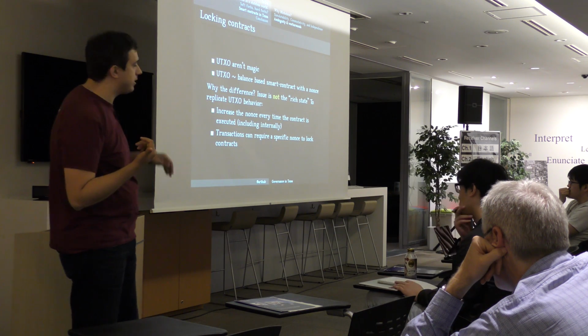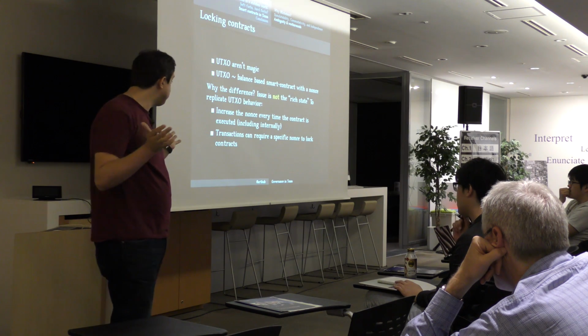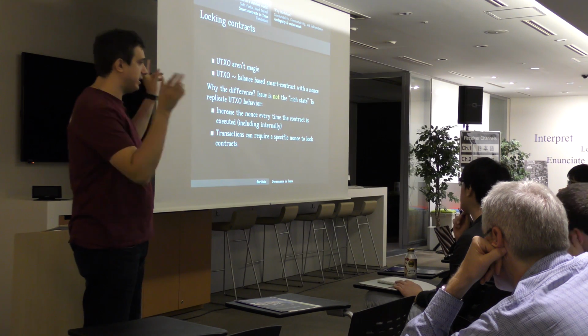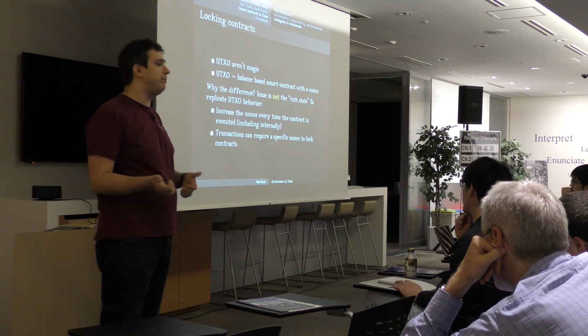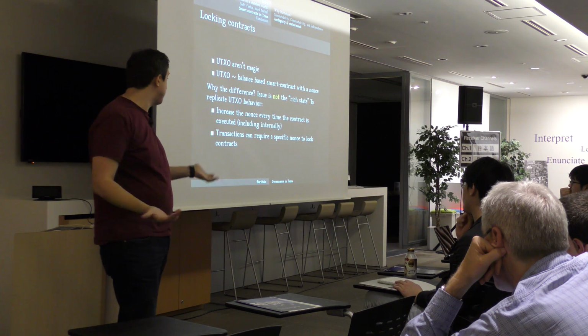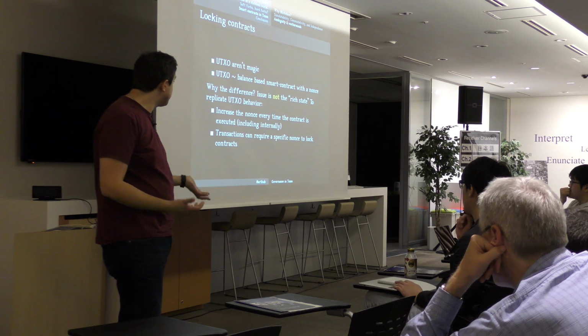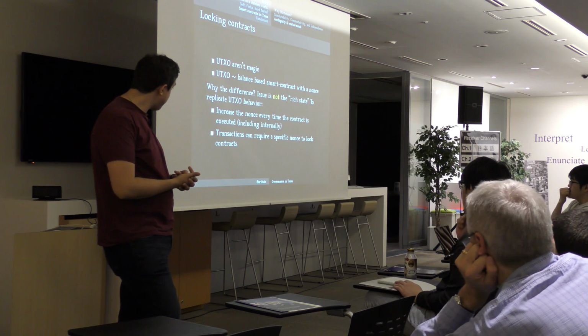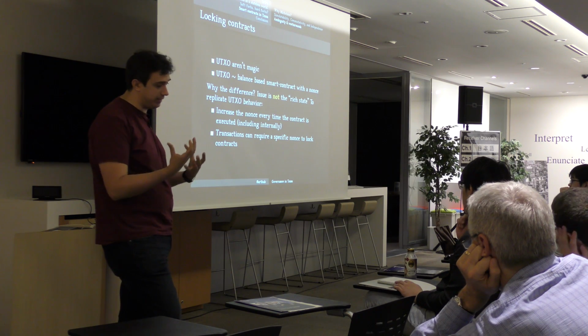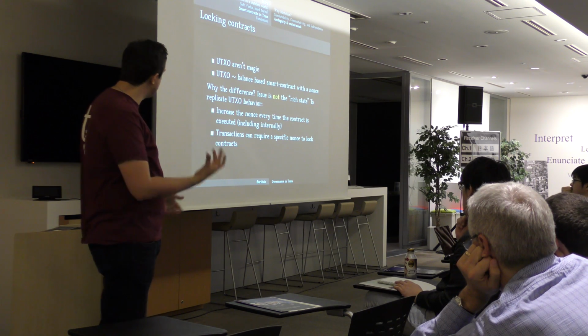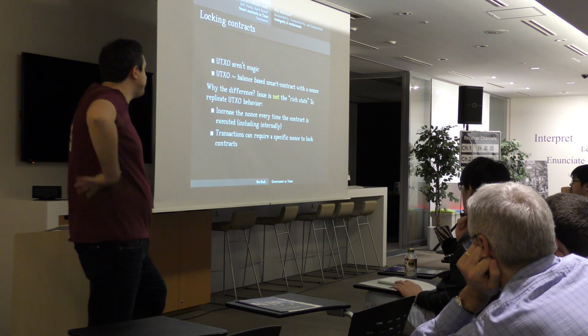So is a difference because we have UTXOs? No. Is it because we have a rich state? So with UTXOs, they're binary, they're spent or they're unspent. Smart contracts have a state, which is more complex. They can have data, they can have conditions. But it's not really the rich state, right?